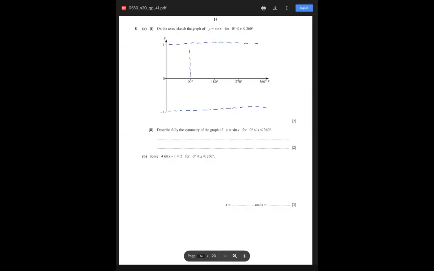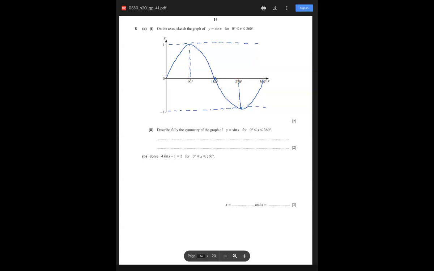So at 90, it will be maximum. At 180, it will be 0. At 270, it will be its minimum. So your sine graph looks like this. Just like that, just memorize, honestly. And then for the cosine graph, you just shift this graph to the left by 90 degrees. So you can imagine the blue curve, shift it to the left by 90 degrees, and you get the red curve.